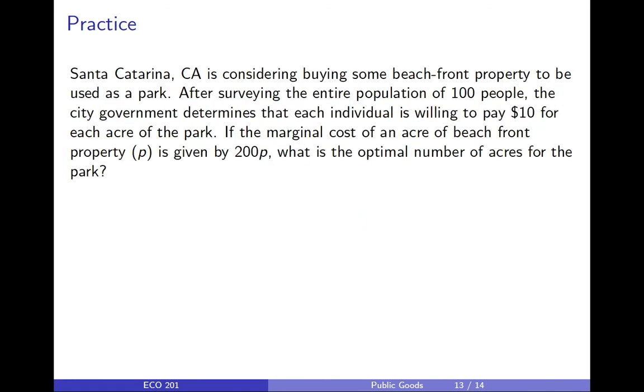Let's try another one like this. Santa Catarina, California is considering buying some beachfront property to be used as a park. After surveying the entire population of 100 people, the city government determines that each individual is willing to pay $10 for each acre of the park. If the marginal cost of an acre of beachfront property P is given by 200P, what is the optimal number of acres for the park?